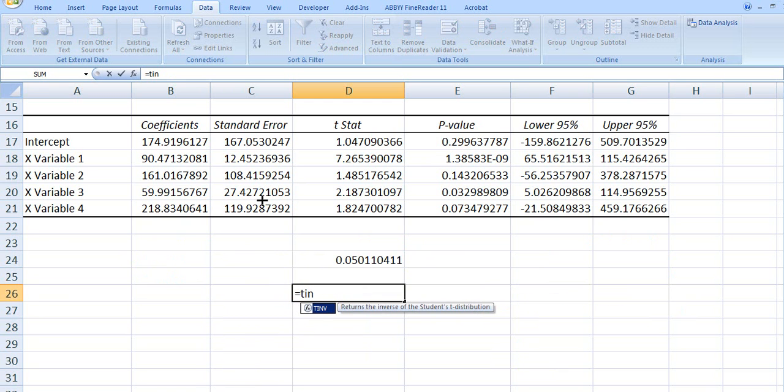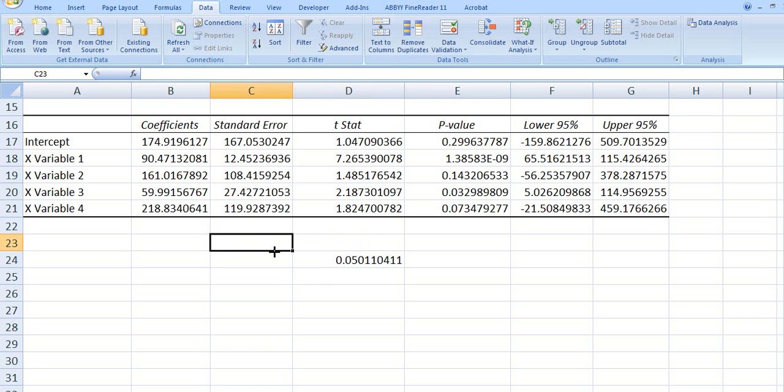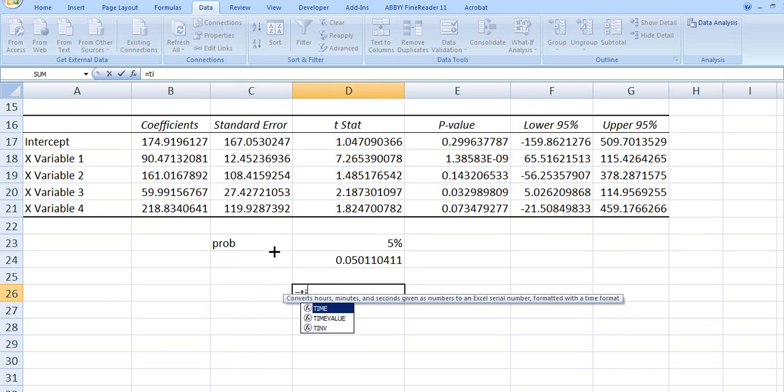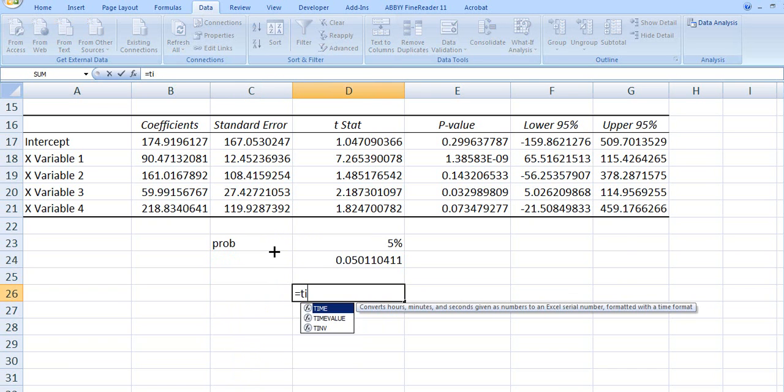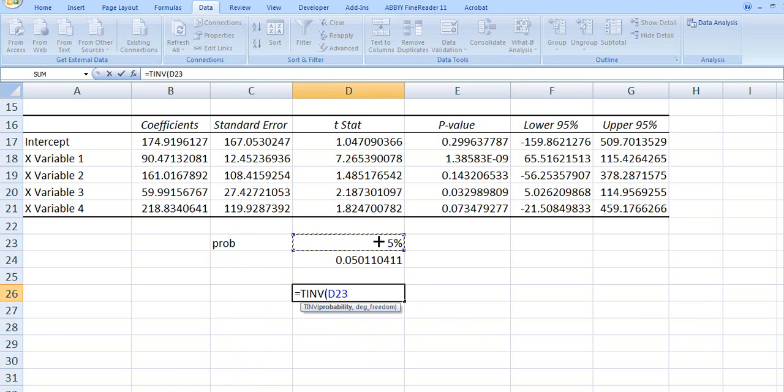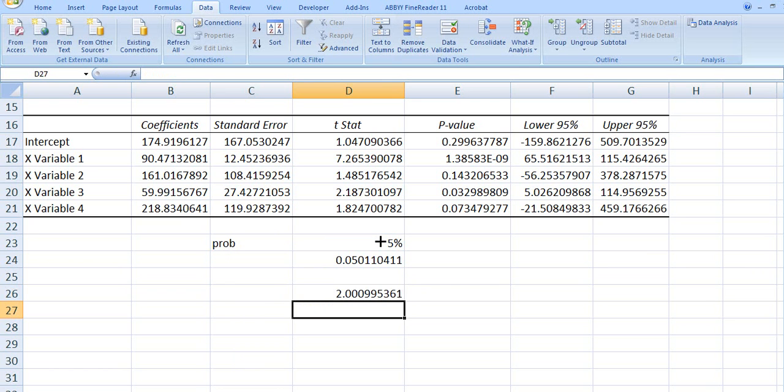T inverse returns the inverse of the t distribution. So here you have to say the probability, and we are doing it with a probability of 5%. So here we'll say what is the probability of the testing. Our probability is 5%, and I am finding out the t inverse. So I will say t inverse, the probability is this, and the degree of freedom, we have seen, is n minus 1, which is 59. So it gives us a value of 2.000.